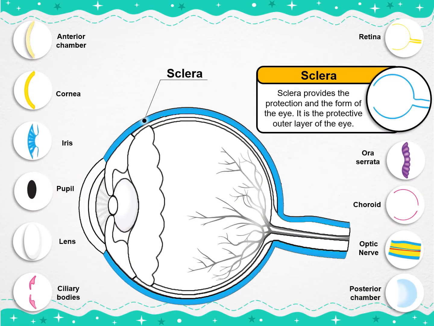Sclera. The sclera is the white-colored outer layer of the eye that is visible to us. It is commonly called the white of the eye. Sclera provides the protection and the form of the eye. It is the protective outer layer of the eye. Sclera is the white outer layer of the eyeball. It is opaque and prevents unnecessary light from entering the eye. When you stand in front of a mirror or look at someone's eye, the white-colored area you see is the sclera.